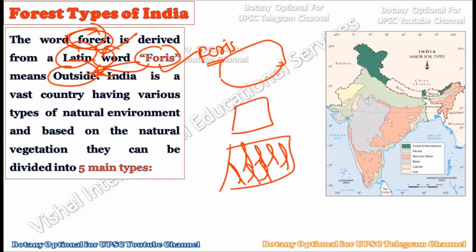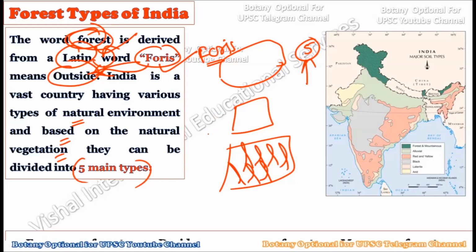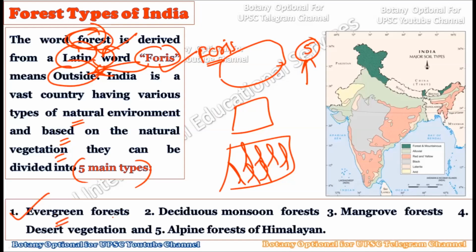Now India is a vast country having various types of natural environment, and based on the natural vegetation it can be divided into five major types. When you talk about India, you can have five to six different types of forest if you subdivide the forest, but majorly there are five types of forest found in India. Why different types of forest are found in India, these two things we have to discuss in this particular video. Now see, the very first is the evergreen forest. Then there are the deciduous monsoon forest, mangrove forest, desert vegetation, and alpine forest of the Himalayas. These are the five different types of forest found in India.